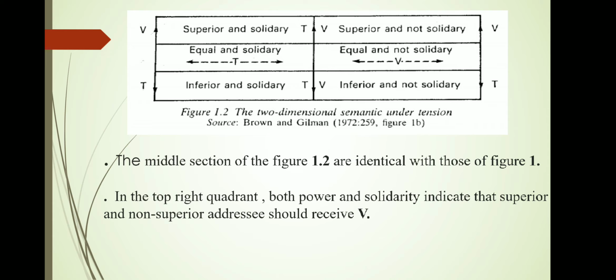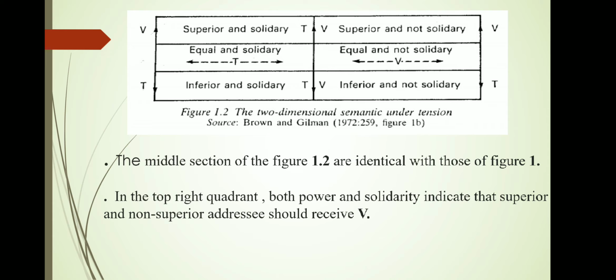Similarly, in the lower left quadrant, both power and solidarity call for T to the inferior and solidary addressee, right? However, look at the upper left quadrant. The addressee is superior, right?